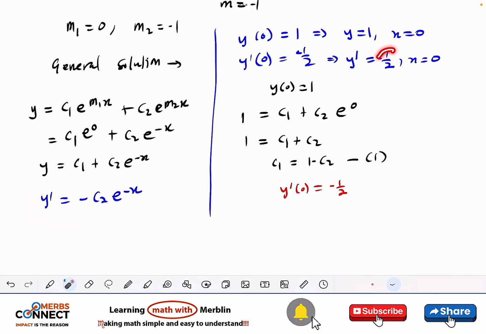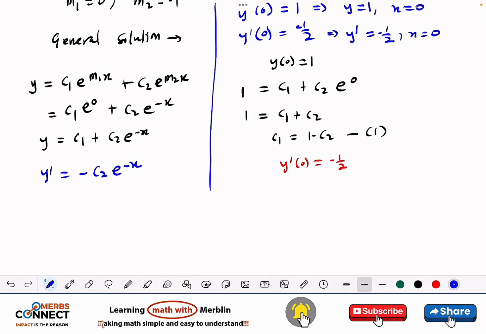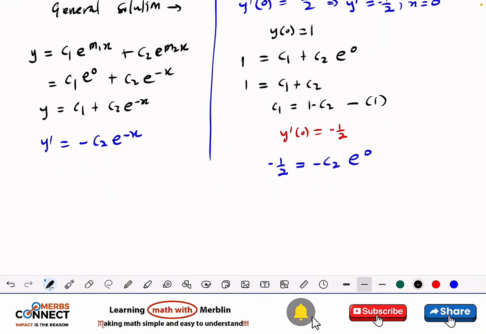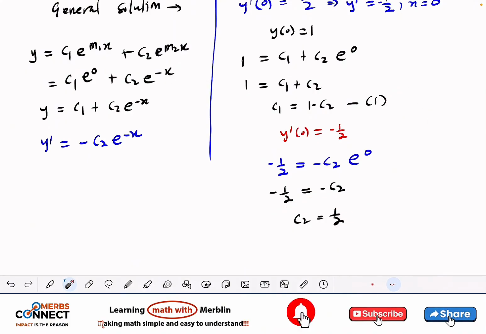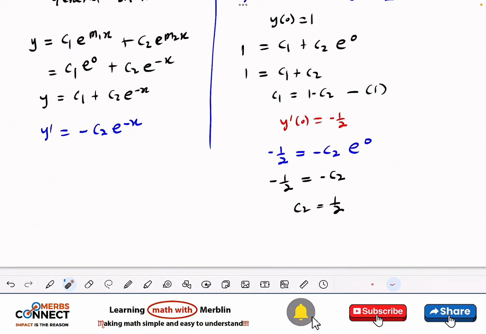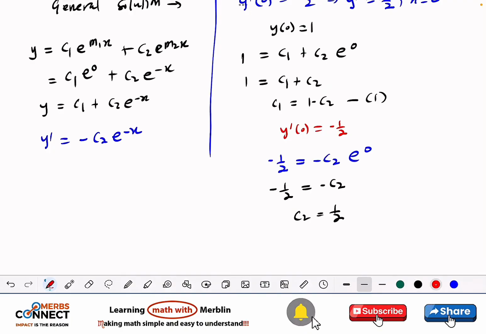Now we know that y prime is equal to minus half when x is equal to 0. So we have minus 1 over 2 equal to minus c2 e to the power 0. This gives us minus 1 over 2 equal to minus c2, so c2 will be equal to 1 over 2. Now that we know c2, we can put it inside equation 1 and find c1. So c1 will be equal to 1 minus half, which is also half.